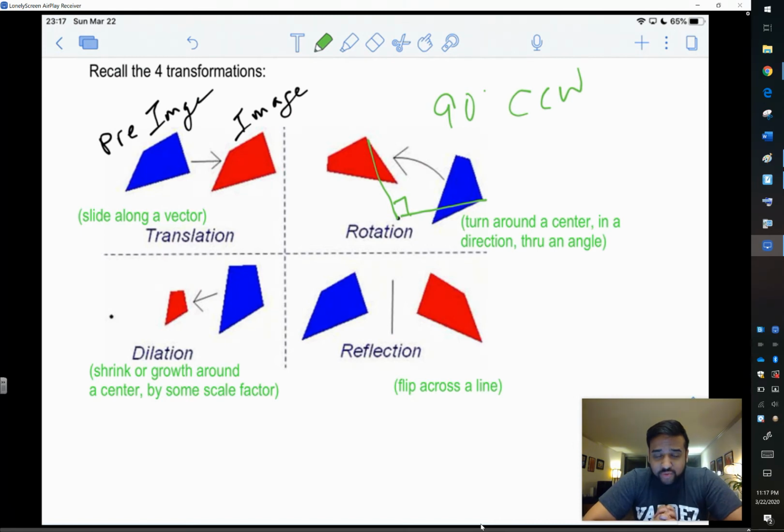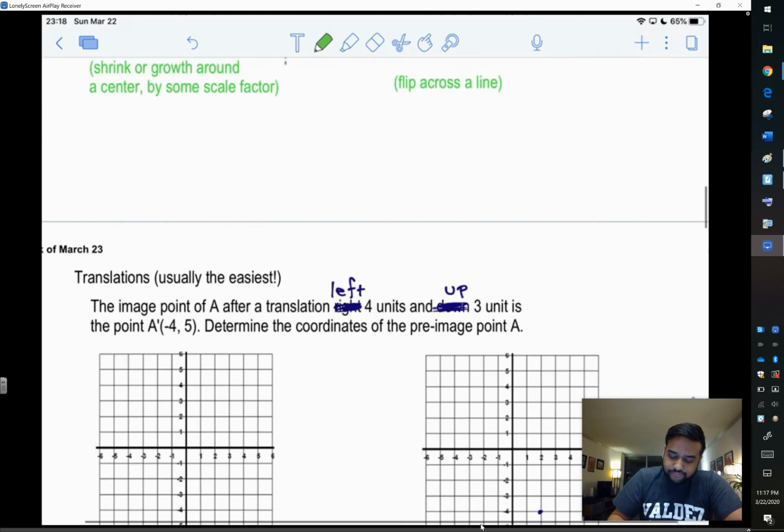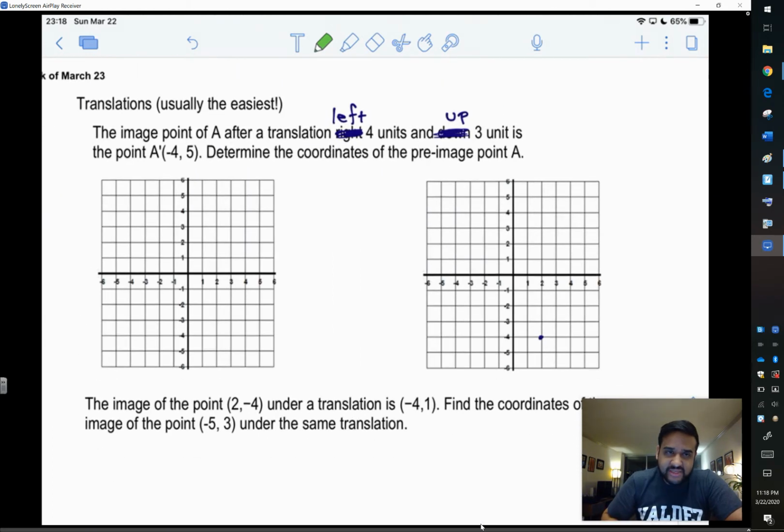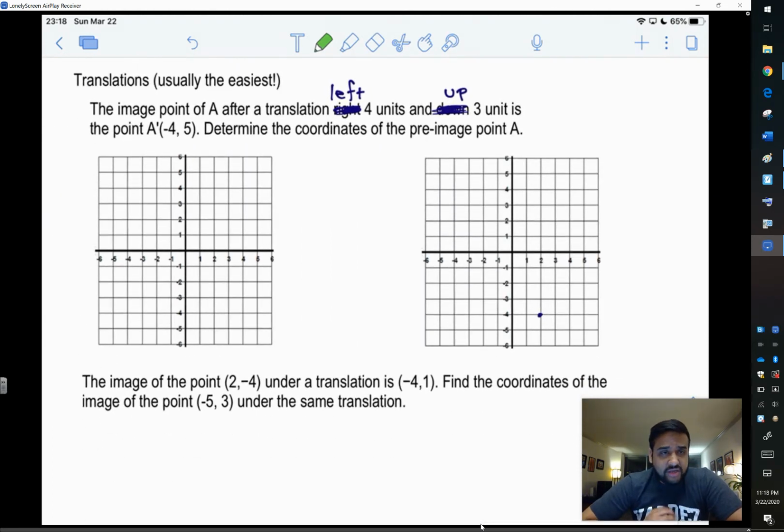So let's start looking at each one of these in some more detail, starting with the translation. I had to make a modification here from my printout. We're going to learn all of these actually just by doing a couple problems and figuring out how to do these as we go through them.